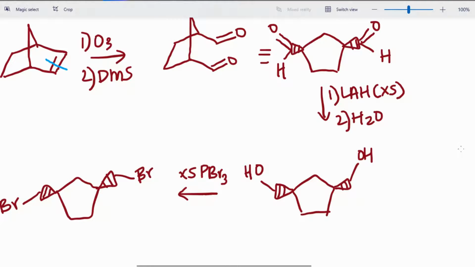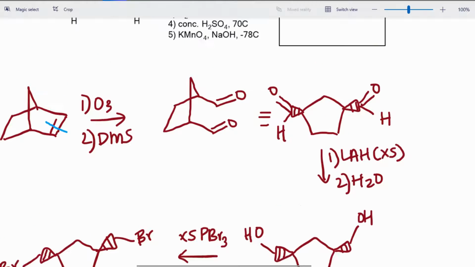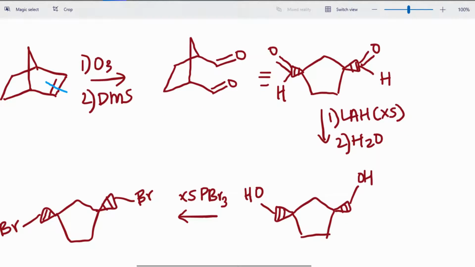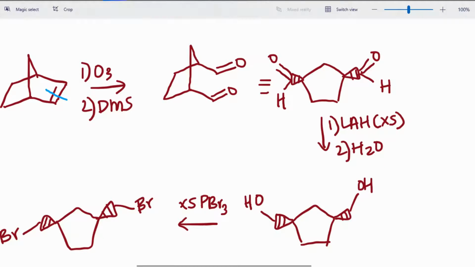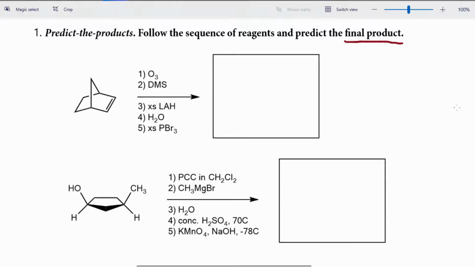Okay, so keep in mind that the way you draw it is important, and keeping in mind stereochemical outcomes can be important for the final product and whether you get all your points. So we can go back over here and add our final product. It's a 5-membered ring with bromines on it.